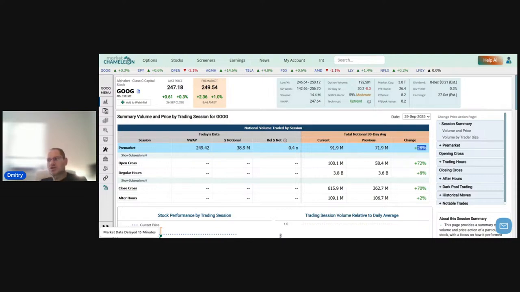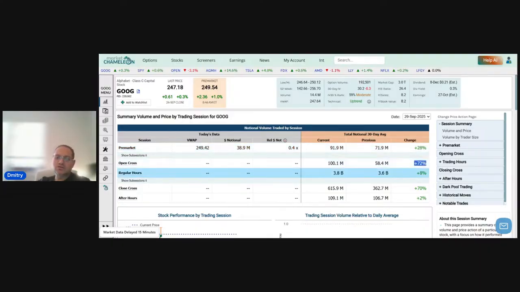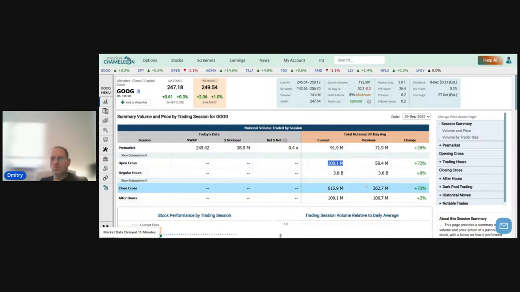So that shows that there's more trading interest, right? More dollar traded in that stock. What about the opening cross? So the opening cross, we see an increase of 72%, from average daily volume 58 million to 100 million. Then what about the regular trading hours? Once we open up, what happens?